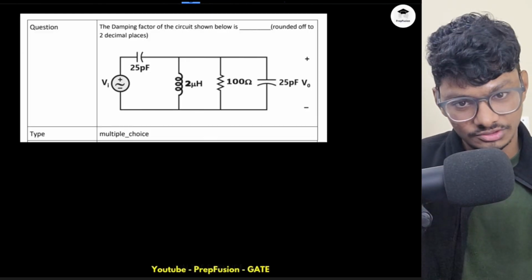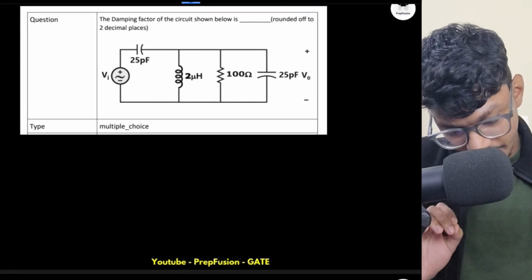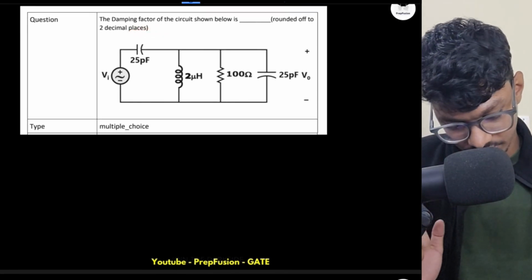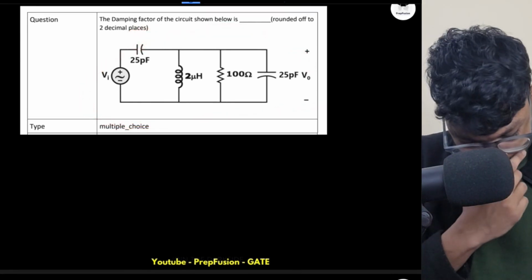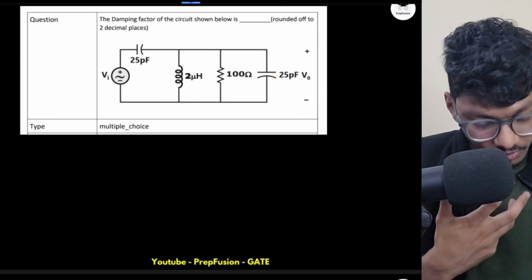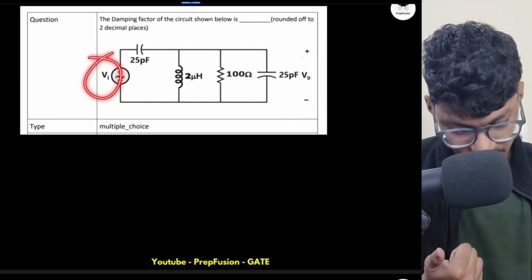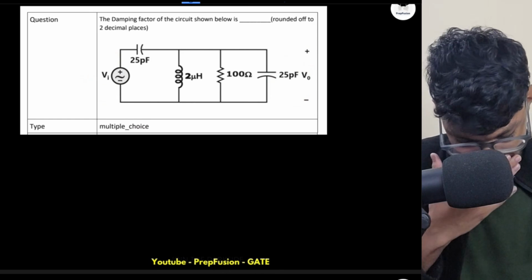Let's solve this question. We have to find out the damping factor of the circuit. For this given circuit, what will be the damping factor? First of all, you have to identify the transfer function. Transfer function is Vo over Vi. This is my transfer function.